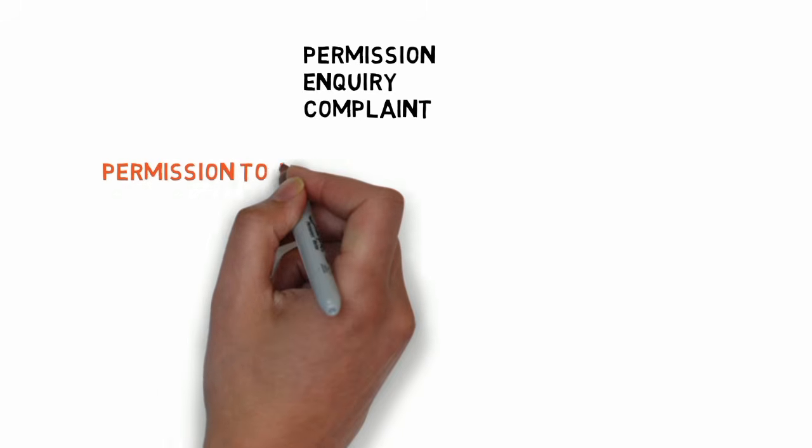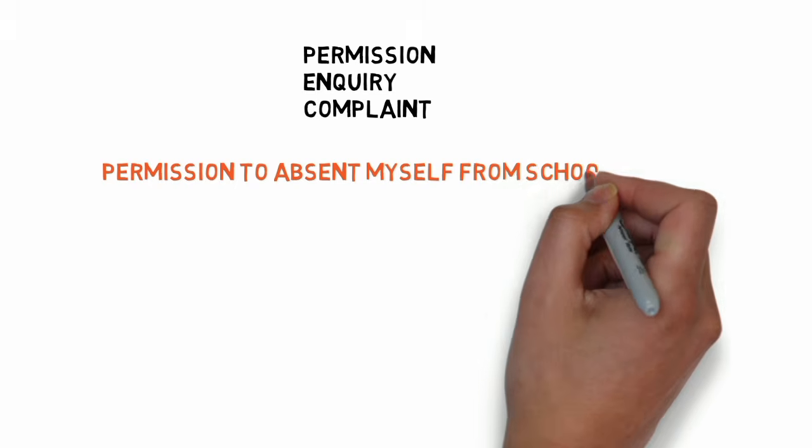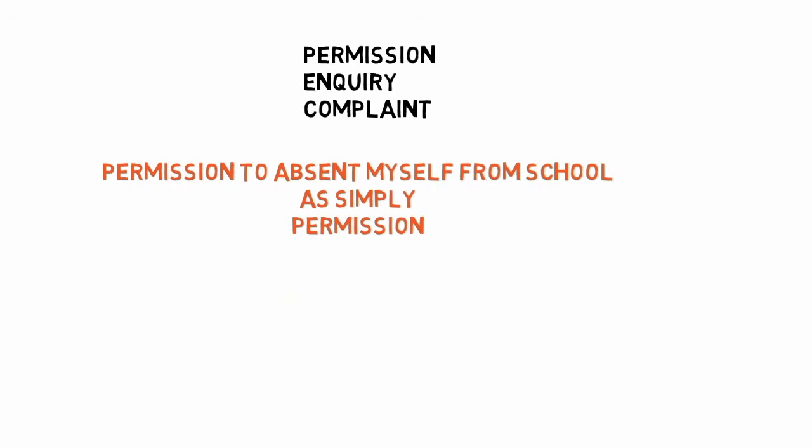Understand that it is not all the time that your heading must indicate the specific reason why you are writing the letter. So one could write a heading like permission to absent myself from school, and another could simply write permission, and they will all be correct. Just ensure that whatever you write is in line with the purpose for which you are writing the letter. That's about the heading. Let's now move on to the body.